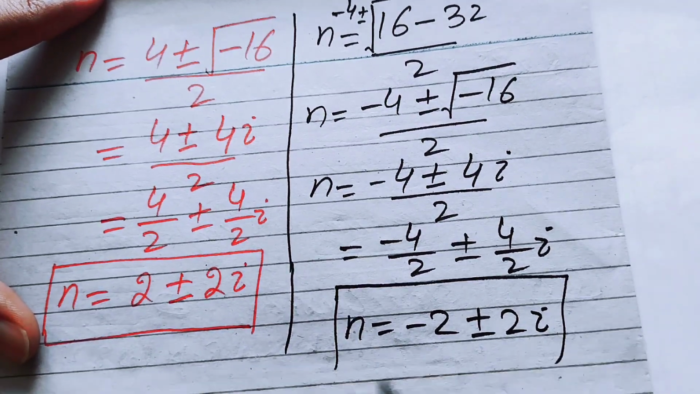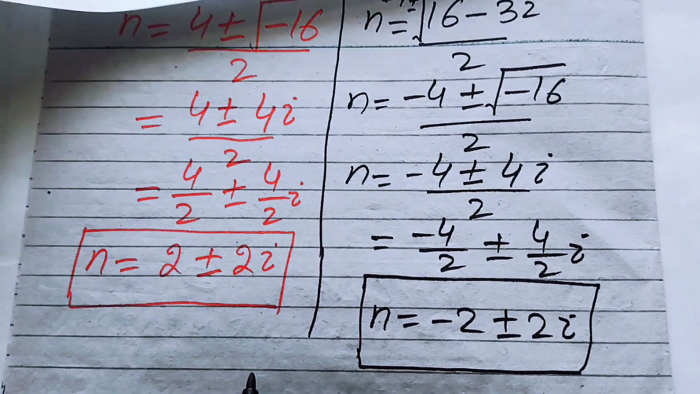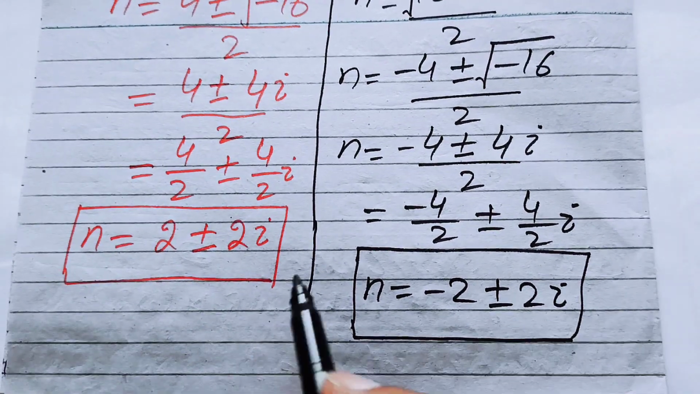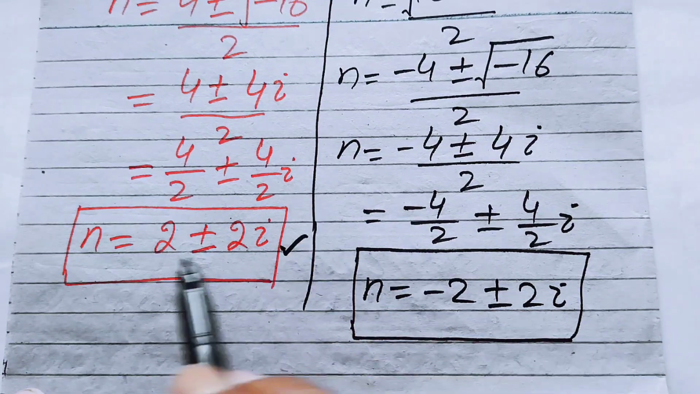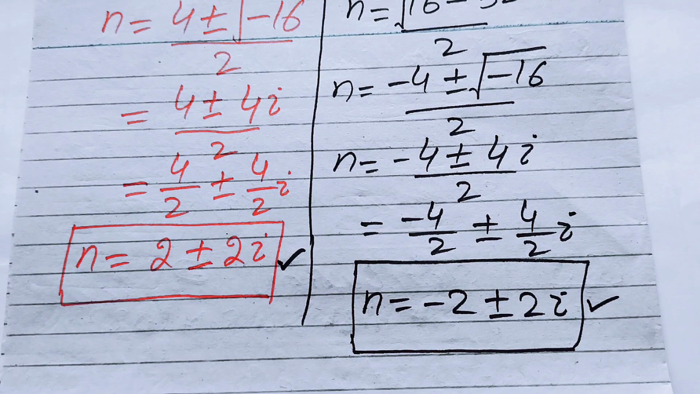So finally we have the four roots of the given equation, and the fourth roots of the given equation are complex roots. These are the two roots and these are the other two roots, and this is our final answer of this question.